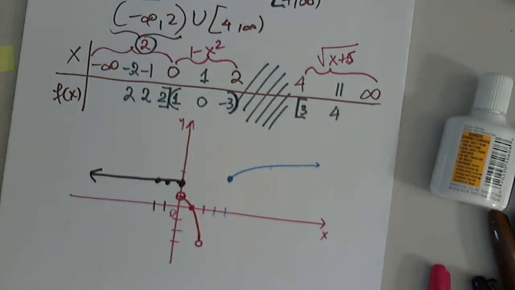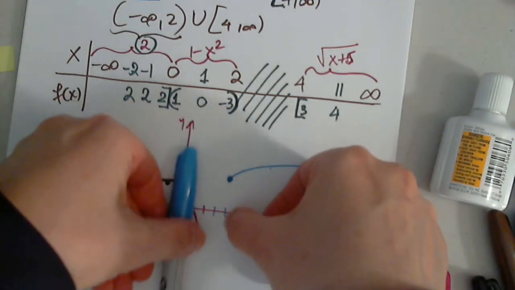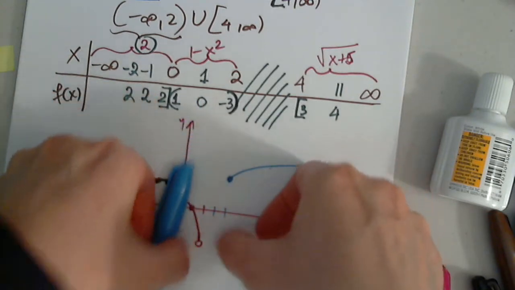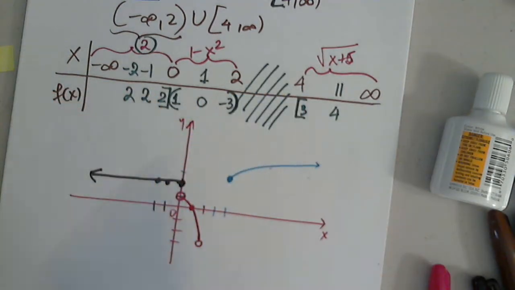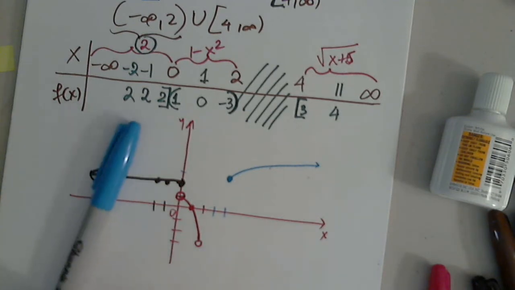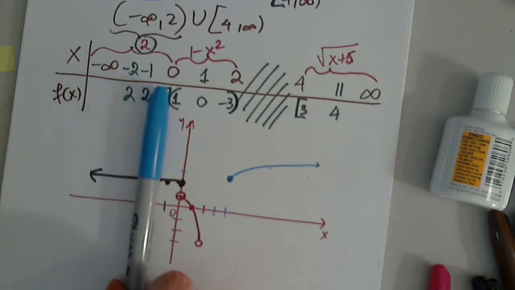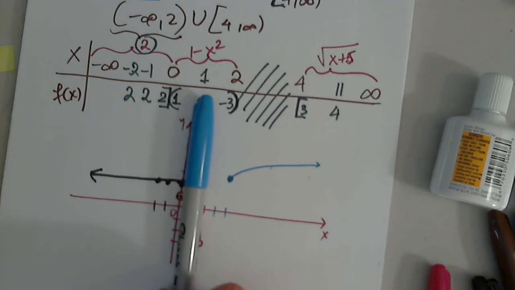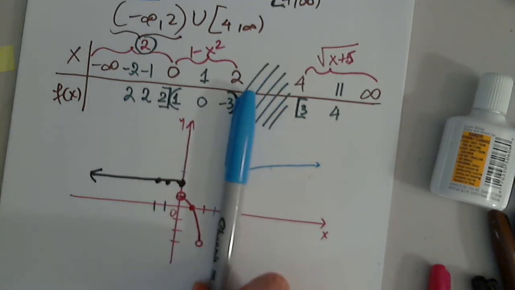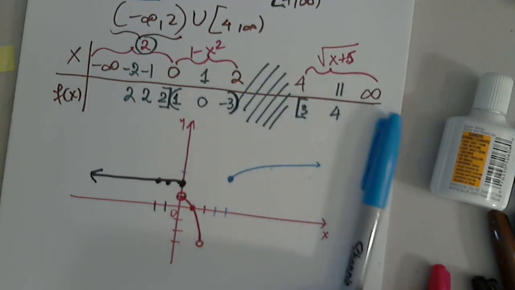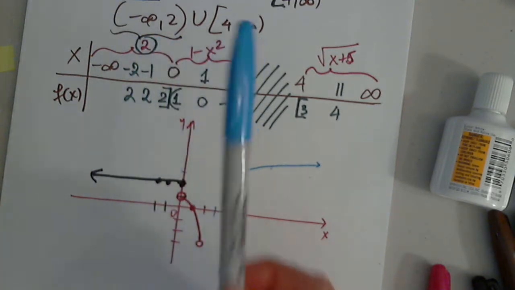Notice I specifically used 3 different colors to make sure you understand that, first of all, there is a gap here. There is nothing because the function is not defined between 2 and 4. It's not defined at 2, but it's defined everywhere between -infinity and 2 without 2, and from 4 to infinity. Exactly what we wrote there.